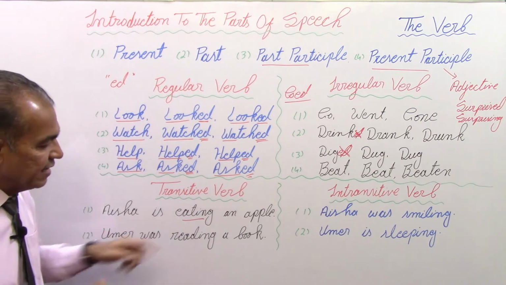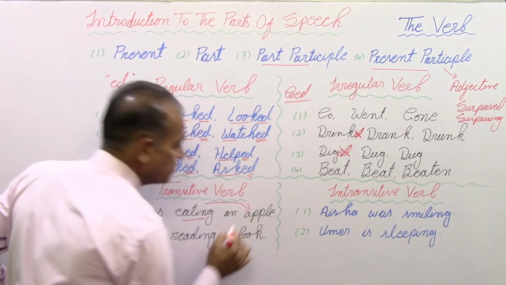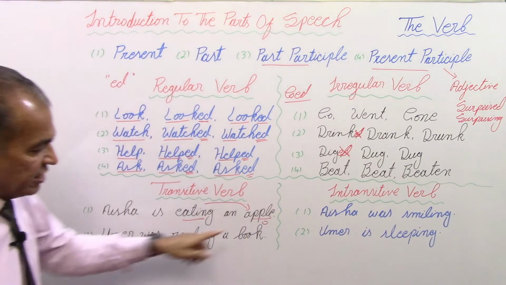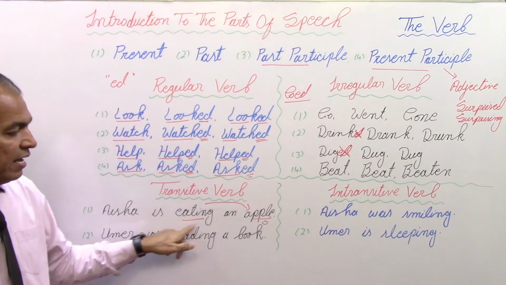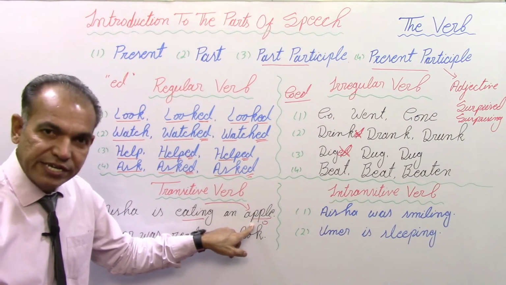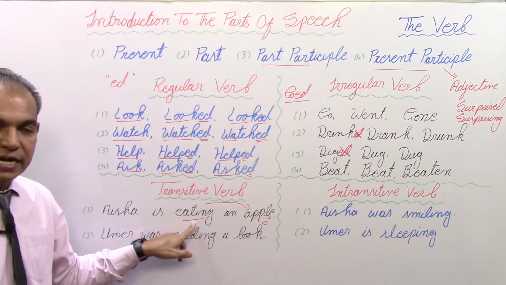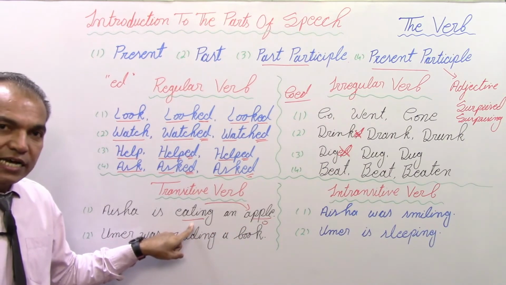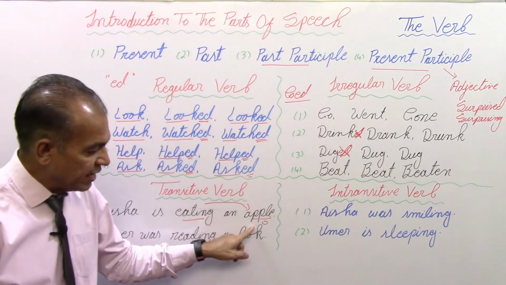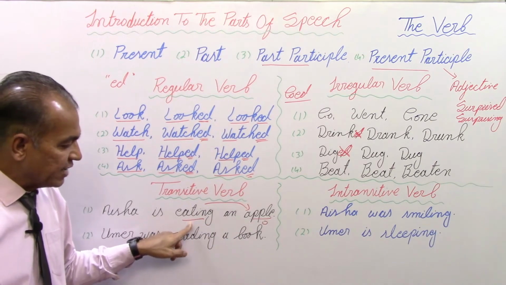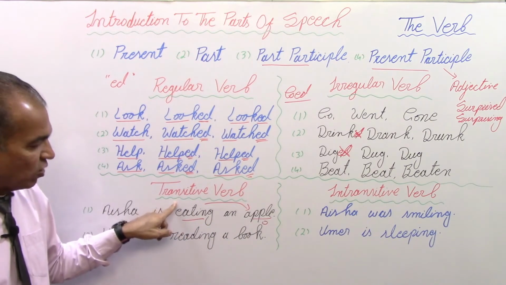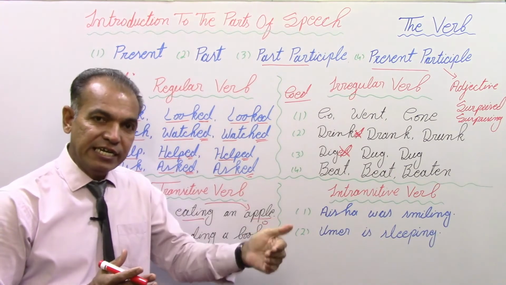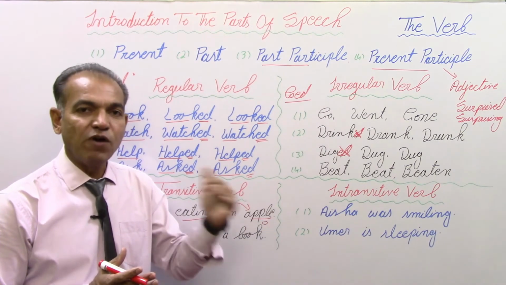So Aisha is eating what? Eating an apple. So this is the object which is being affected by the action of eating. So Aisha needs this object to complete or to perform this action. If Aisha does not have this object, she cannot perform this action. So if you need some object to perform an action, that verb would be called a transitive verb. A transitive verb is a verb that shows an action which needs an object to perform that action.